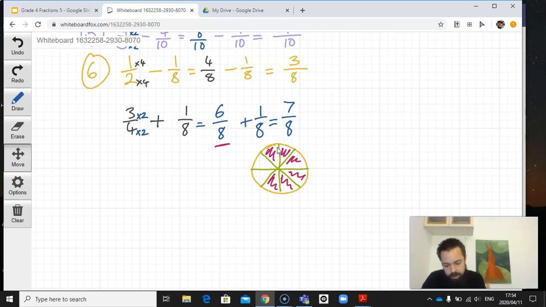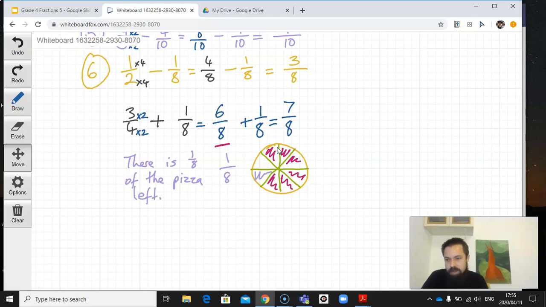And your sister eats 1 eighth. How much is left? Can you see how much is left? 1 eighth. And because it's a word problem, we need to write a word answer. There is 1 eighth of the pizza left.